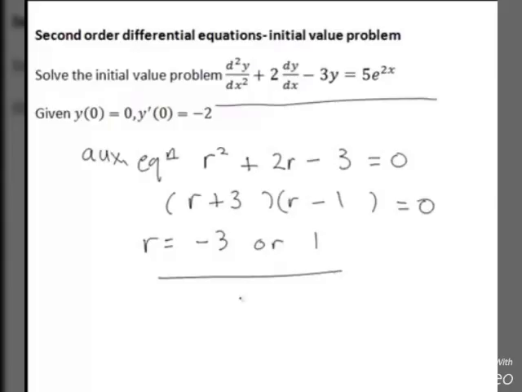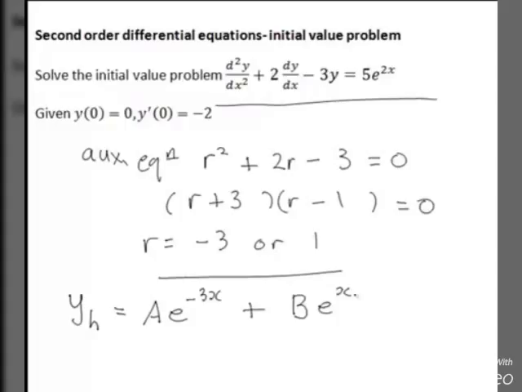And these roots of the auxiliary equation determine yh, the complementary function, which is the solution of the associated homogeneous DE. And in this case, these are two real distinct roots. So the form of the complementary function yh is arbitrary constant A times e^(-3x) plus another arbitrary constant B times e^(1x).